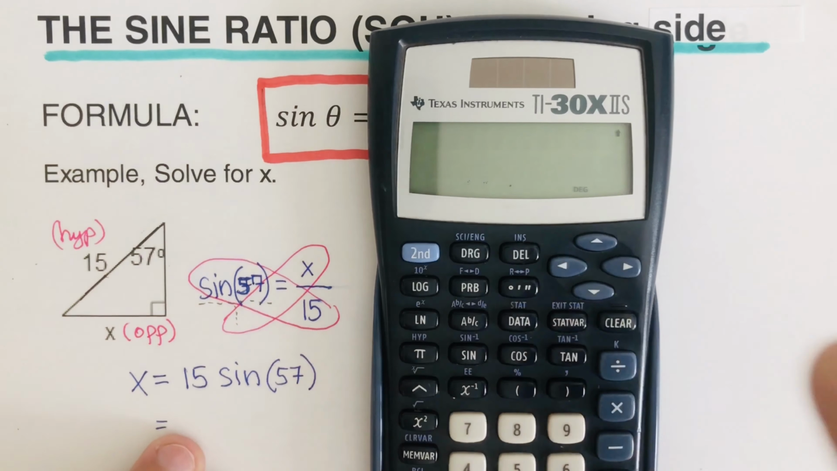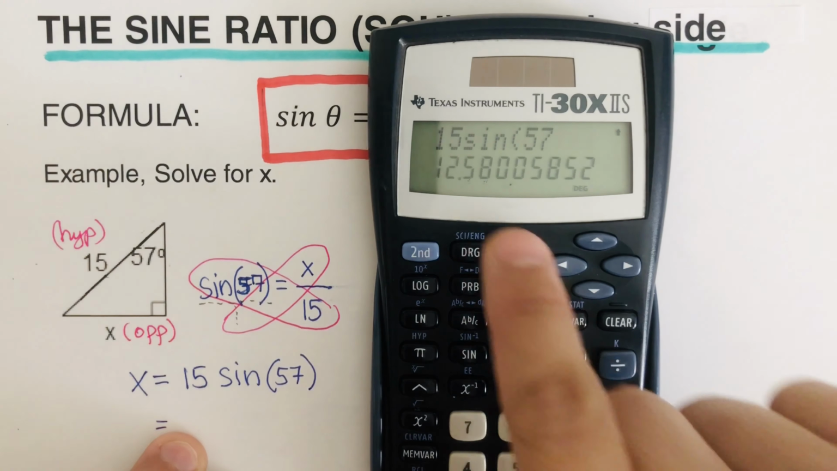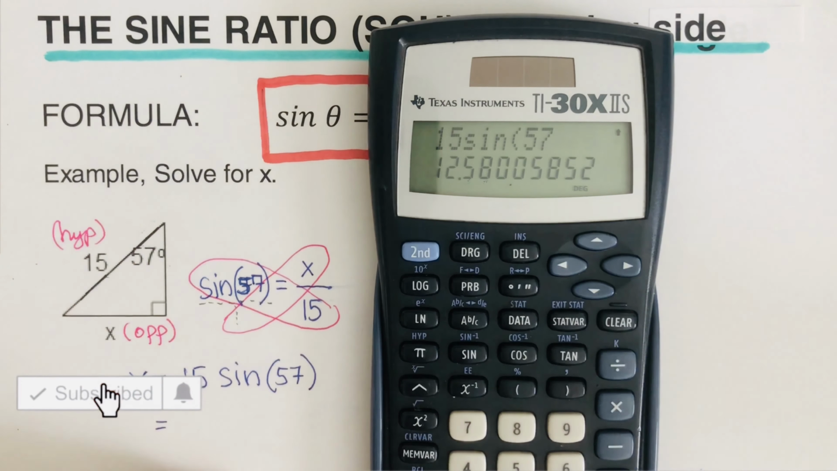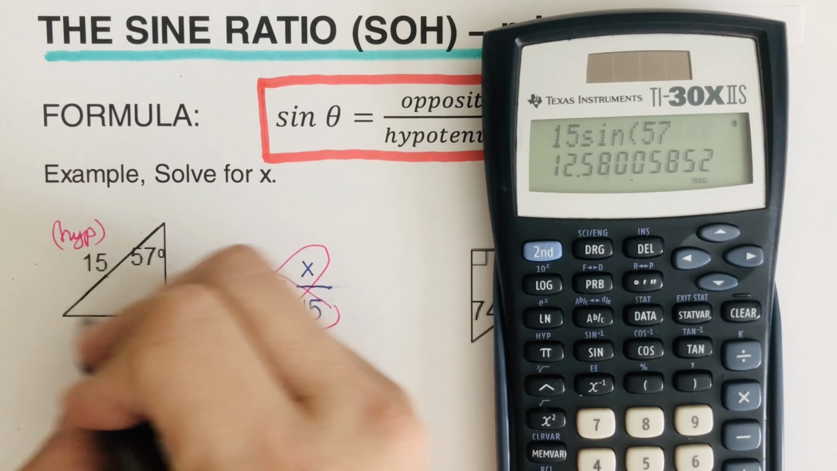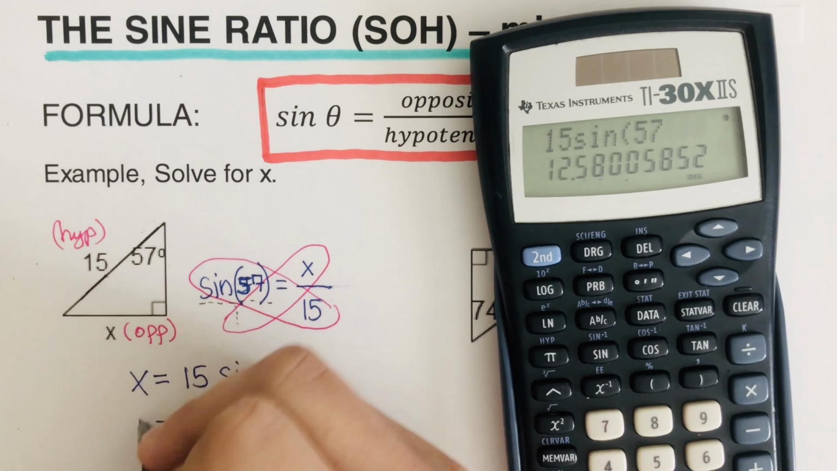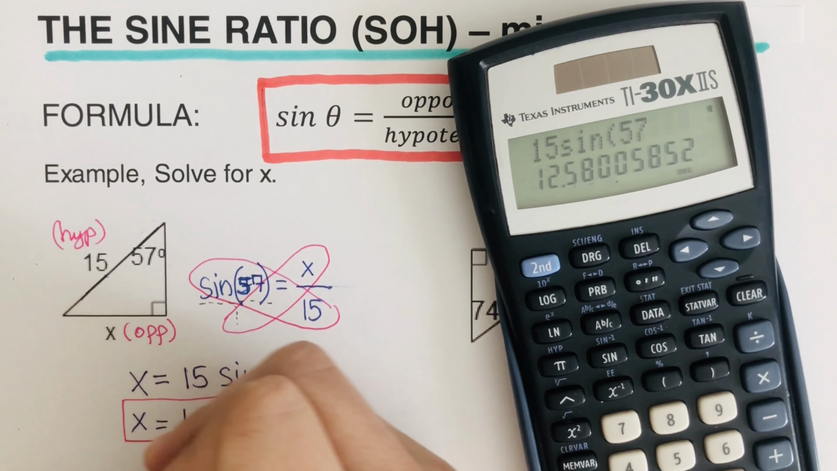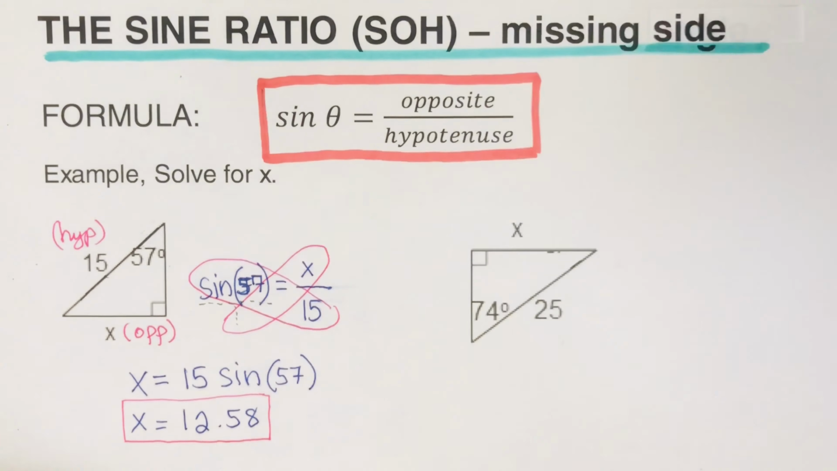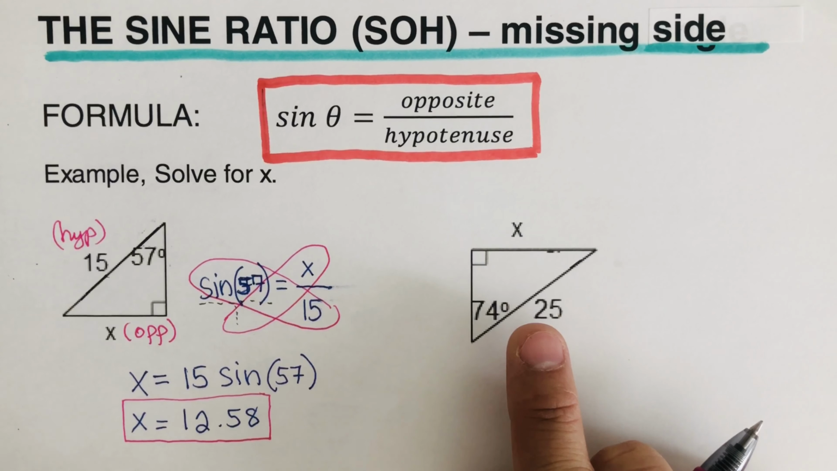Okay, so let's multiply these two together. 15 sine 57. And the answer that we got here is 12.58. So I'm going to write the x value, or the length of this side, as 12.58. So that is the measure of that side length. So let me highlight this one here. So that's the answer. At this time, I would encourage you to pause this video and try this problem out on your own. And when you're done, unpause it and check your answer.